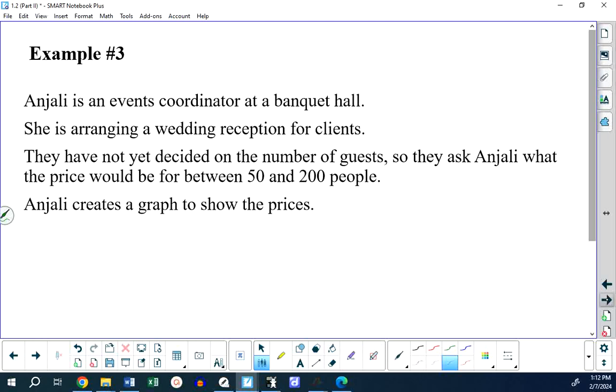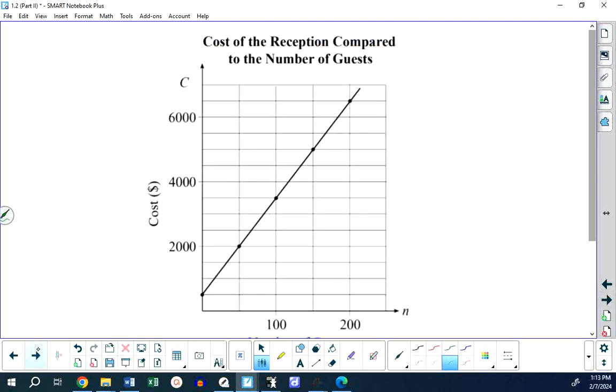Anjali is an events coordinator at a banquet hall. So what she does is she arranges banquets for weddings. She's arranging a wedding reception for a couple who's going to get married. They don't know how many guests they're going to have. So they ask Anjali to tell them what the range of costs would be if they went anywhere from 50 to 200 people. And Anjali shows this graph.